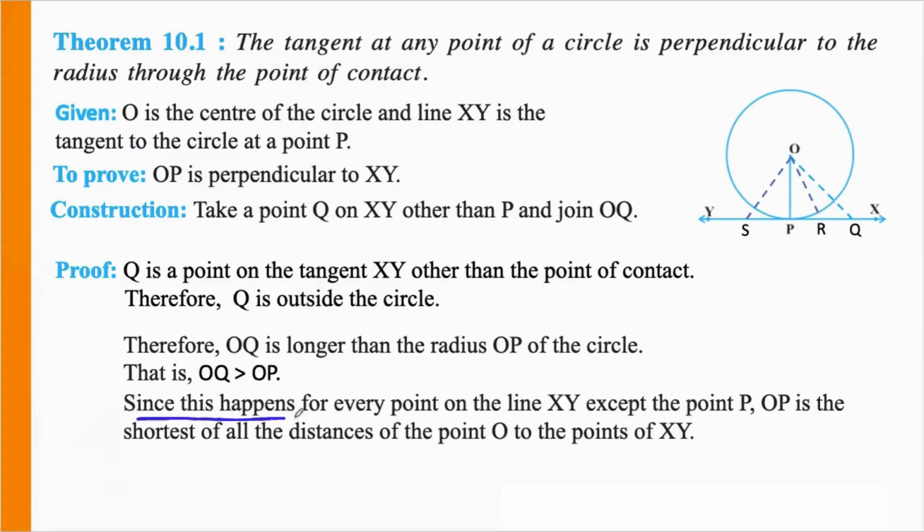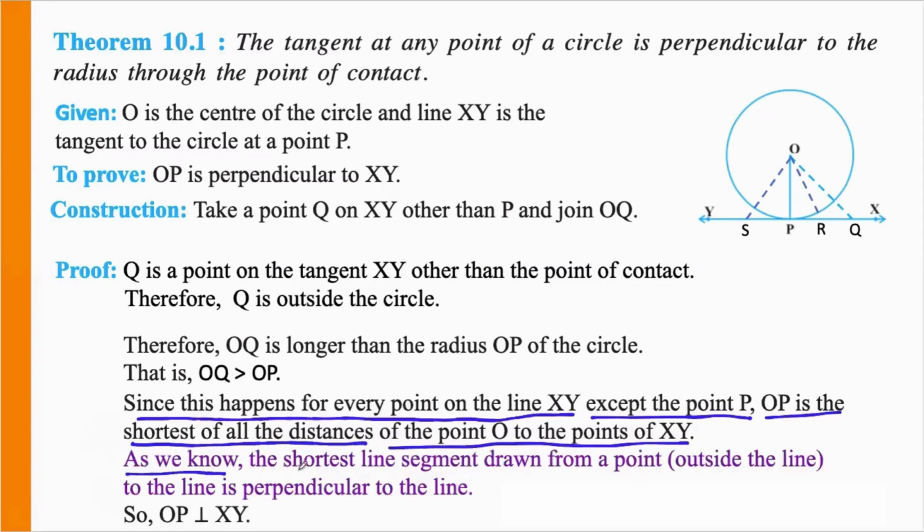Since this happens for every point on the line XY except the point P, if we join all the points on XY with the center of the circle O, we will get line segments which are longer than the radius. So we can say that OP is the shortest of all the distances from the point O to the points of XY.